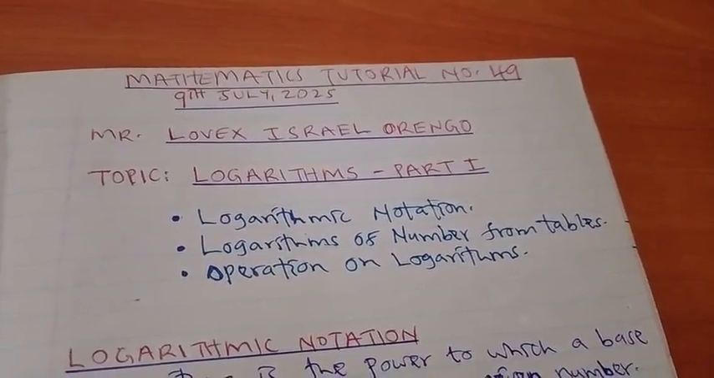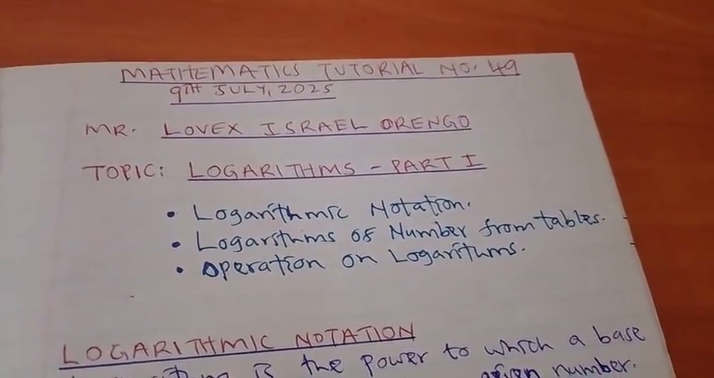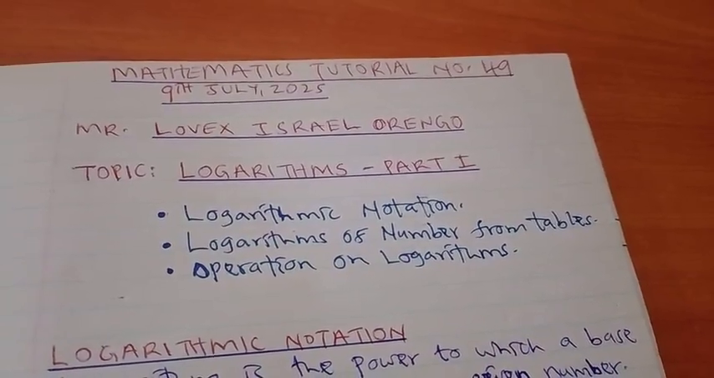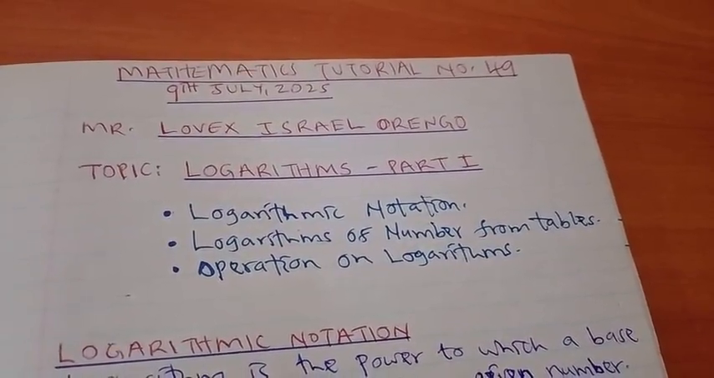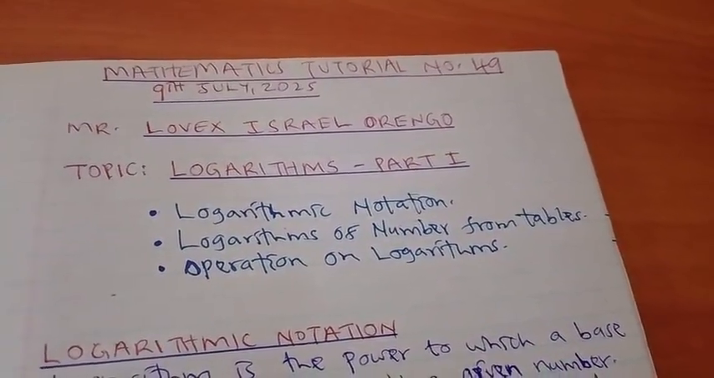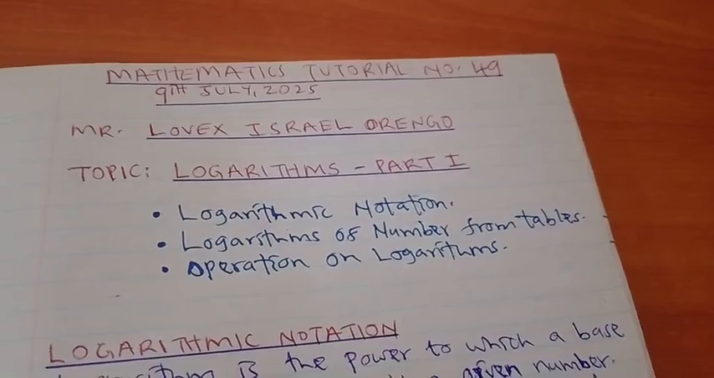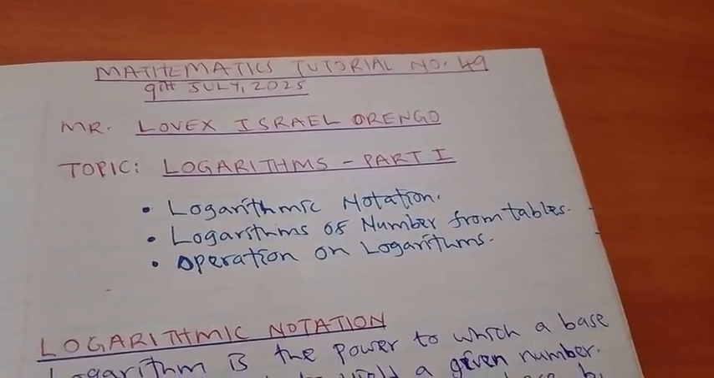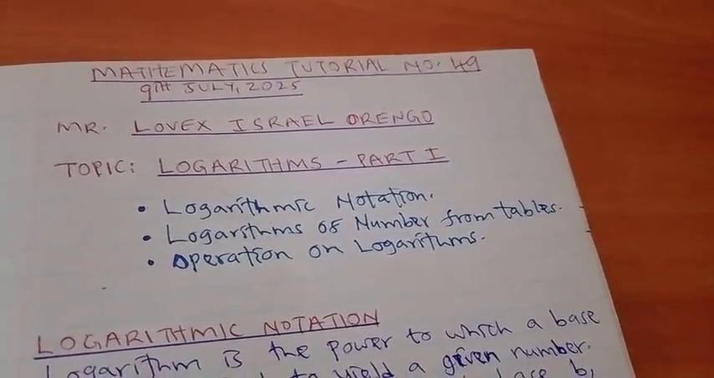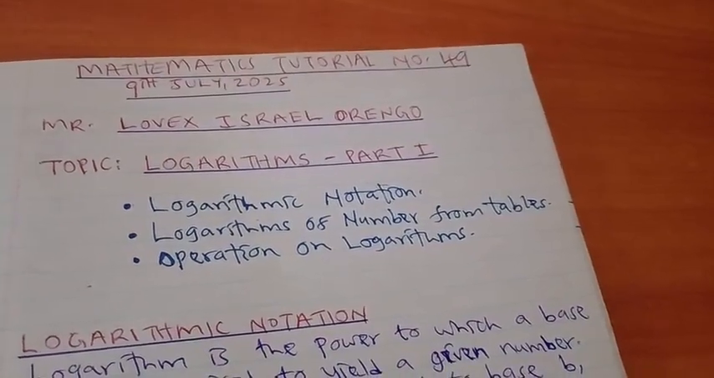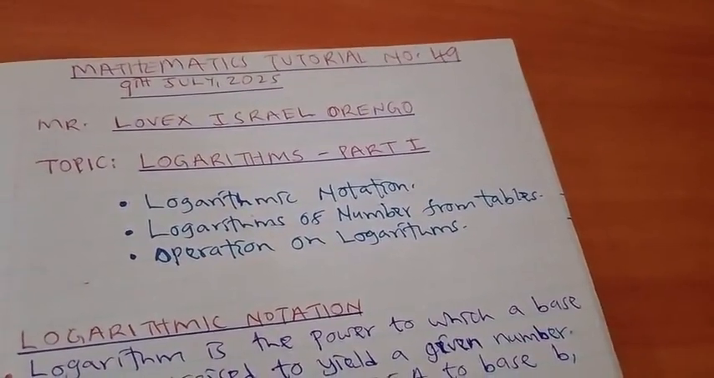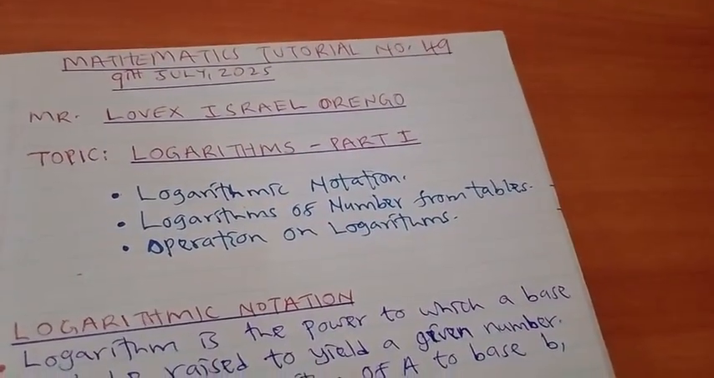The topic of today is Logarithms Part I. The subheadings under this lesson will be logarithmic notation, logarithms of numbers from tables, which will also involve anti-logarithms of numbers from tables, and finally operations on logarithms. By operations on logarithms, I refer to adding logarithms, subtracting logarithms, dividing logarithms, and multiplying logarithms by numbers.